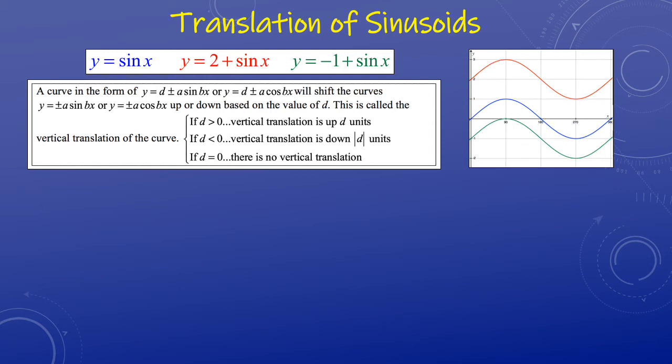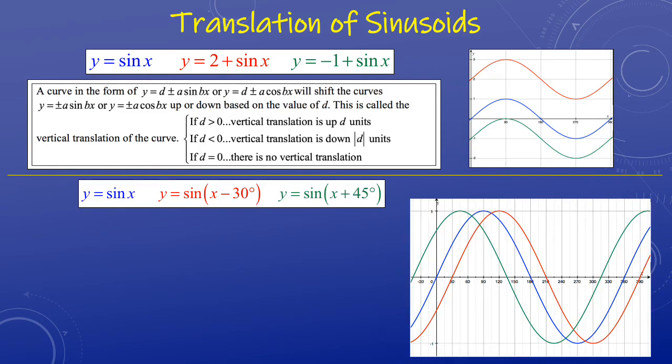So if d is positive, we have a vertical translation up d units. If d is negative, then we have a vertical translation down the absolute value of d units. And if d is equal to 0, just as we saw with y is equal to sine of x, there is no vertical translation.